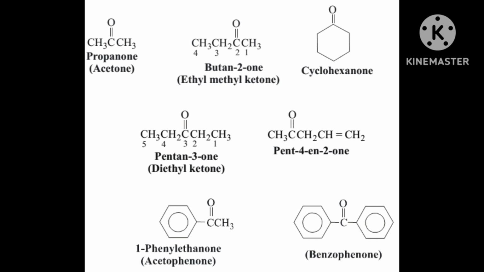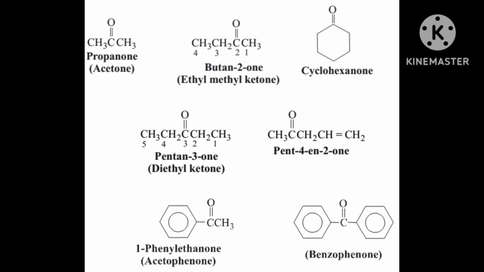and if you remove E and add ONE, it will become just like pentanone. Then you understand, E is removed and in the place of E, Al is added in case of aldehyde, and ONE is added in case of ketone.